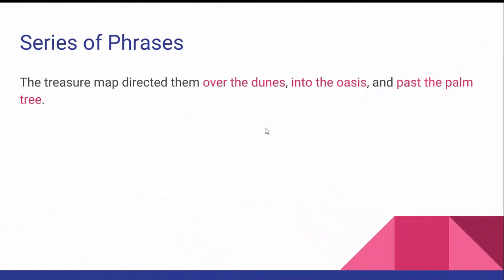Let's take a look at series of phrases. The treasure map directed them over the dunes, into the oasis, and past the palm tree. So now you have phrases, again in pink, and we have 3 of them. Over the dunes is the first, into the oasis is the second one, past the palm tree is the third one. So because we have 3 or more, we need our commas. A comma after the word dunes, a comma after the word oasis.